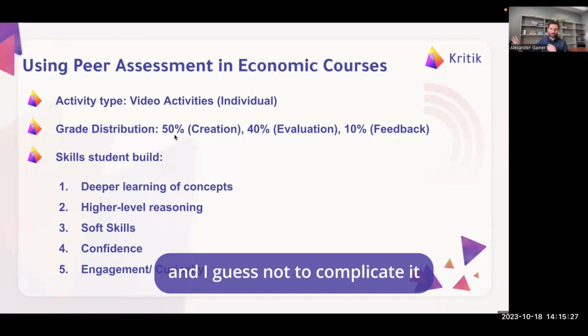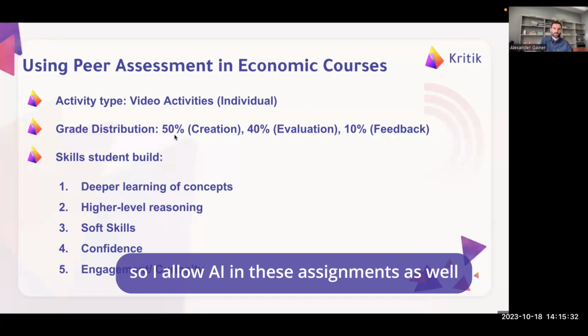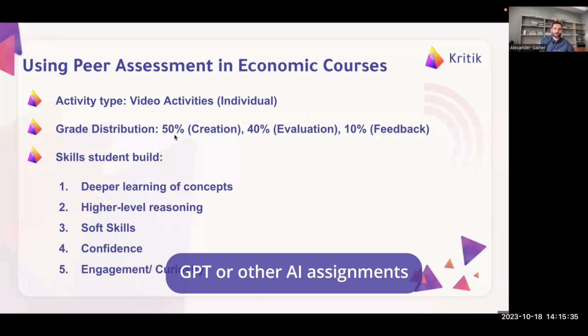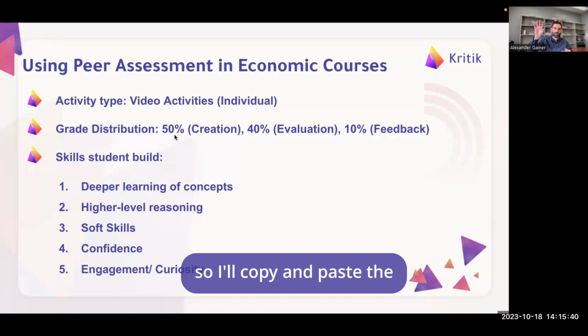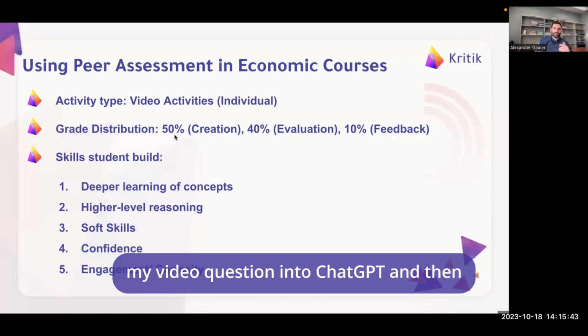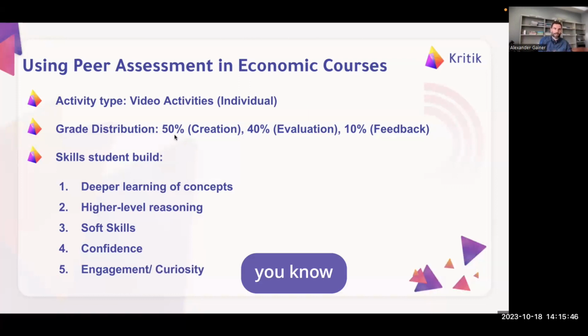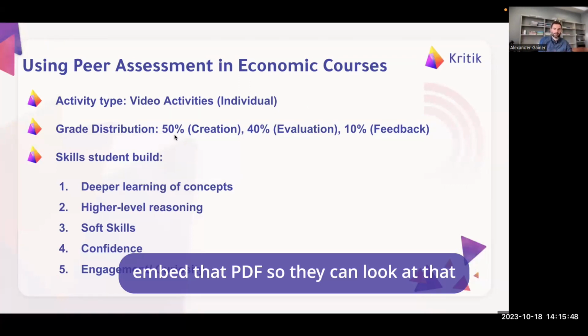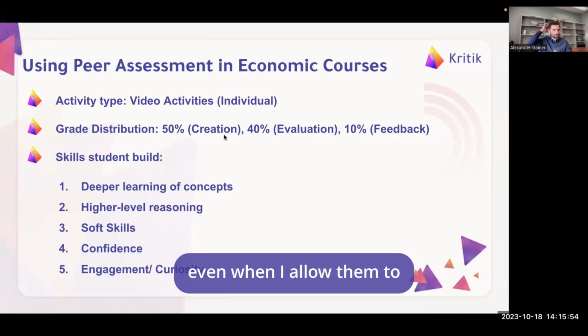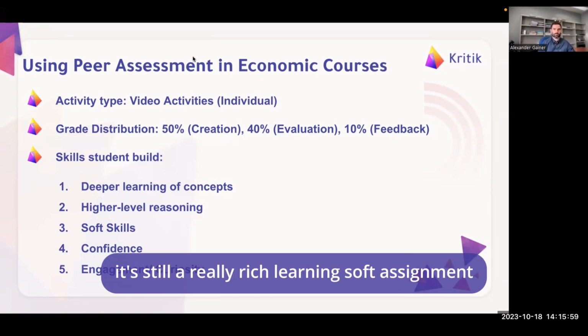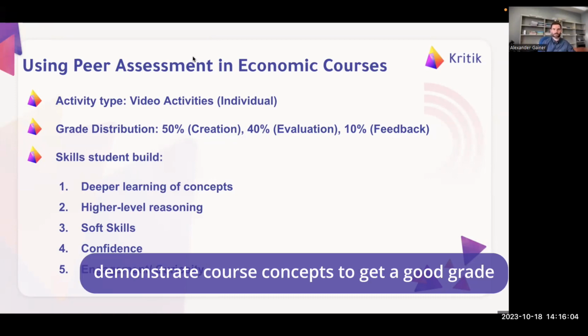And I guess not to complicate it, but in case someone is curious, I allow AI in these assignments as well. I tell students they can use ChatGPT or other AI tools, and I actually save them the trouble. So I'll copy and paste my video question into ChatGPT and then embed that PDF so they can look at that. I allow that. So I find these video assignments, even when I give them ChatGPT's response and allow them to use it, it's still a really rich learning assignment. They still have to use course concepts, demonstrate course concepts to get a good grade.